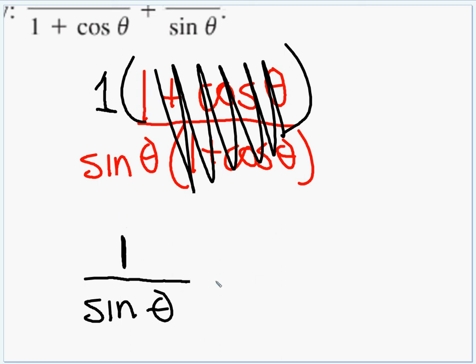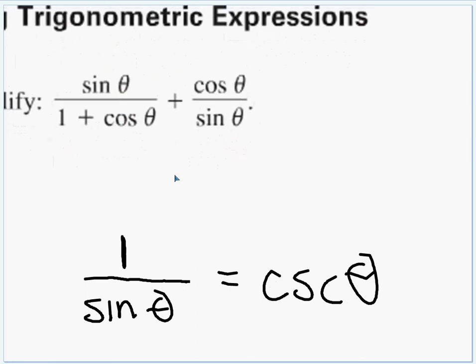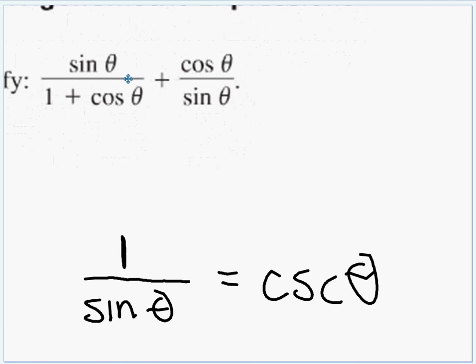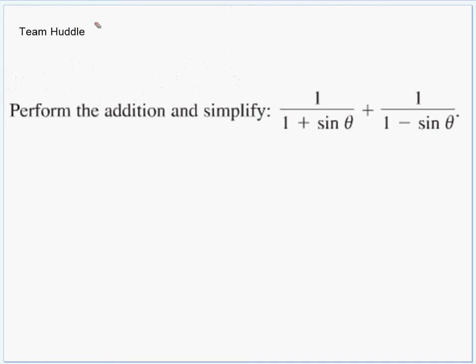And what is 1 over sine? Oh my gosh, it's cosecant theta. So again, look where we started, that mess. If I said, hey, graph that, you wouldn't know where to begin. But if we simplify it down to cosecant, yeah, we can graph a cosecant of theta graph. That's not hard at all. Good stuff.